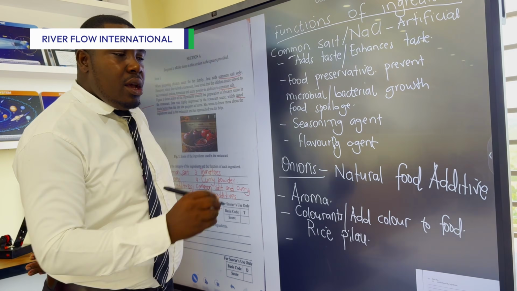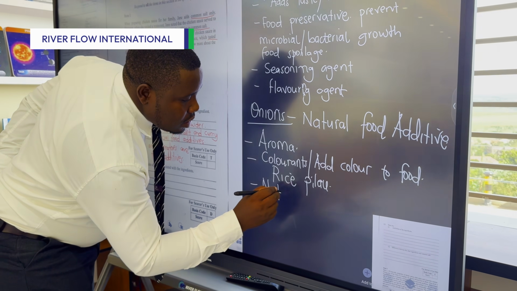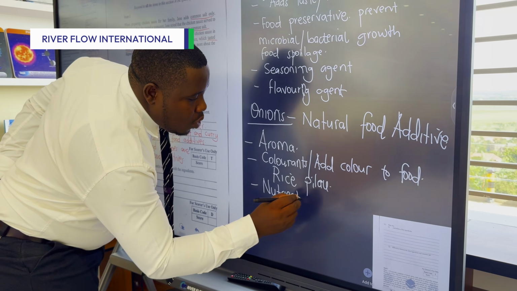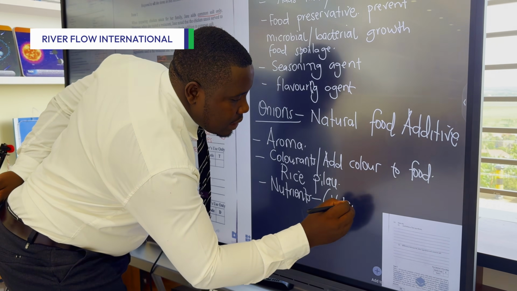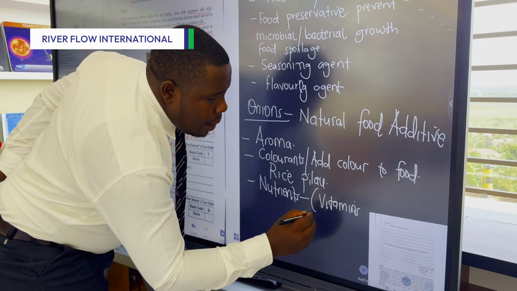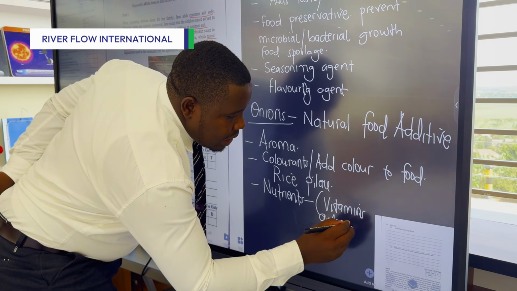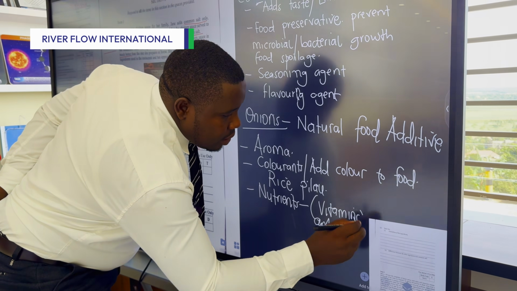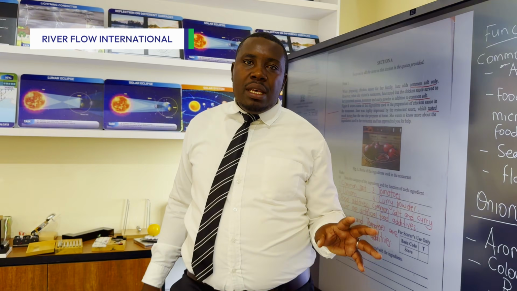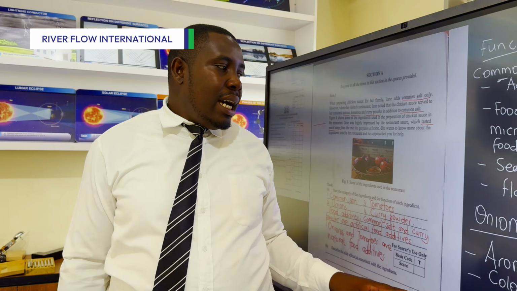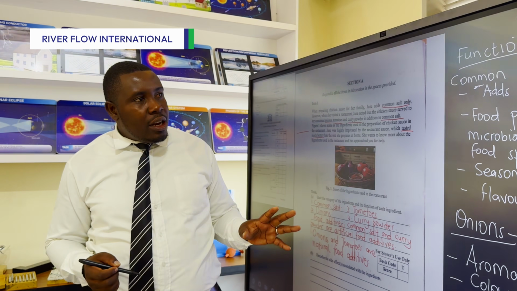And then number three, onions are a source of nutrients. So in addition to aroma, basically here you are looking at vitamins, but it also has antioxidants. So it is very important for onions to be added. I think we can stop there for that one.